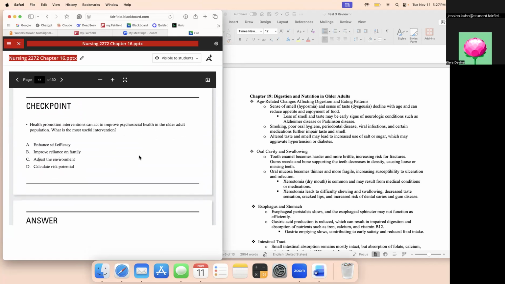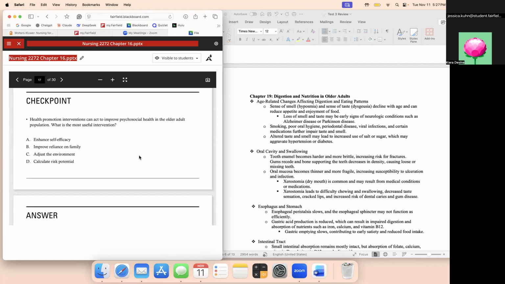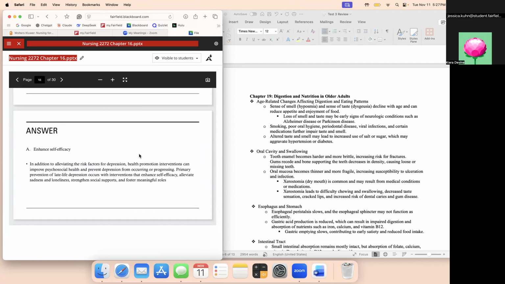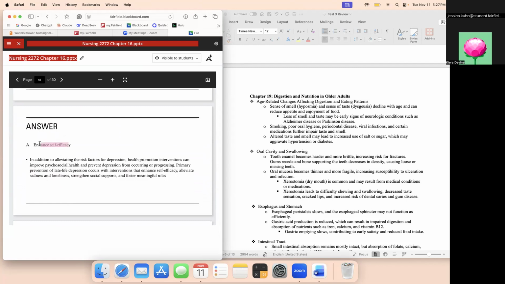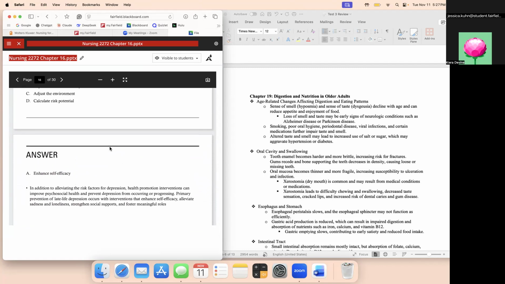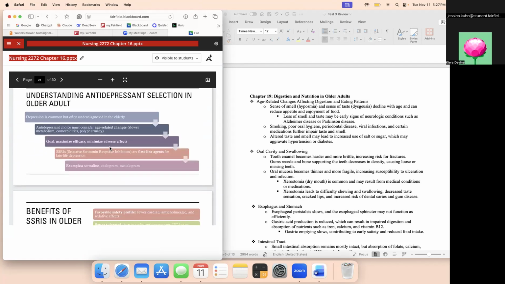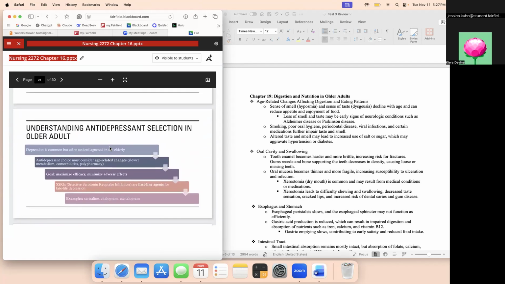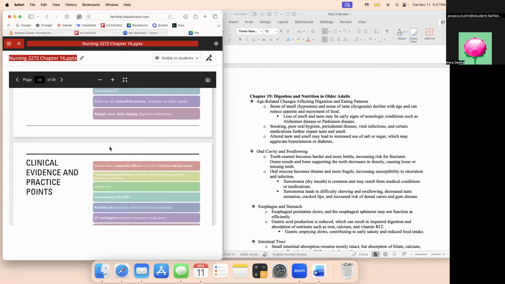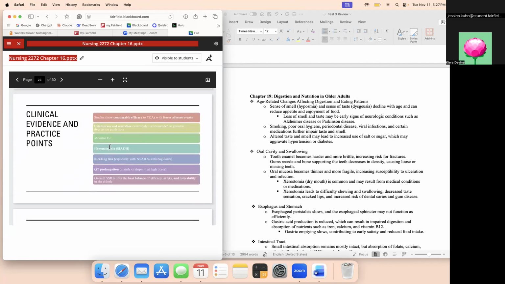Health promotion interventions can act to improve psychosocial health. What is the intervention that's most useful? Self-efficacy. We always want to go back to empowering the patient. I would definitely keep a close eye on those questions and the material that's being pulled in from those.